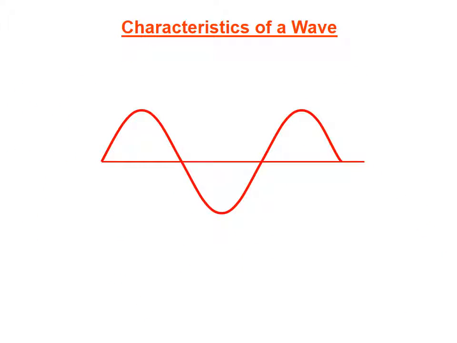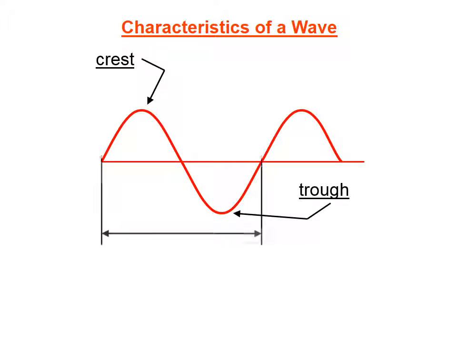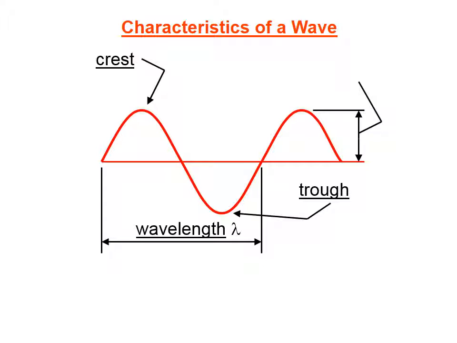Characteristics of a wave. Light is a transverse wave, and we can think of it as consisting of crests and troughs. The distance between adjacent identical portions of a wave is called the wavelength, which is symbolized by lowercase Greek letter lambda, L for length. And the height above equilibrium is called the amplitude. These are just generic characteristics for any transverse wave.